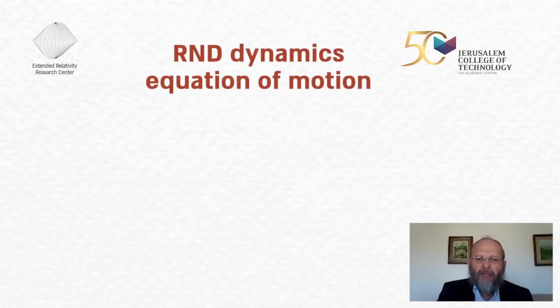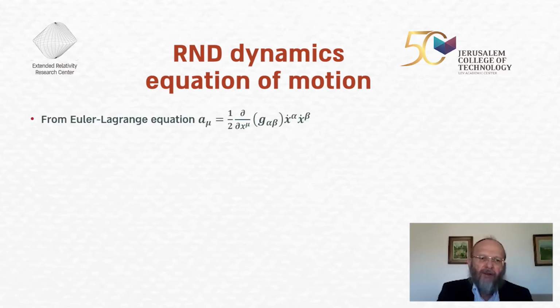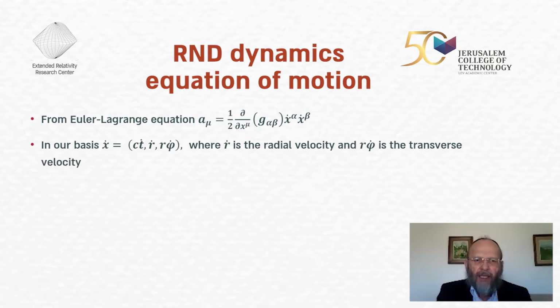Now let's see what the dynamics equation of motion will be under this metric. So we have to use now the Euler-Lagrange equation for motion on this metric. From Euler-Lagrange, that was the formula. I repeated the formula that we had on the previous slide. A mu is a half derivative of g alpha beta x dot alpha x dot beta. In our basis, what is x dot? The first coordinate was connected to CT, and it's CT dot. The second coordinate was R, and the last coordinate was R d phi, and you differentiate by tau. R dot is the radial velocity with respect to tau, R phi dot is the transverse velocity with respect to tau, and CT dot is the derivative of the time component with respect to tau.